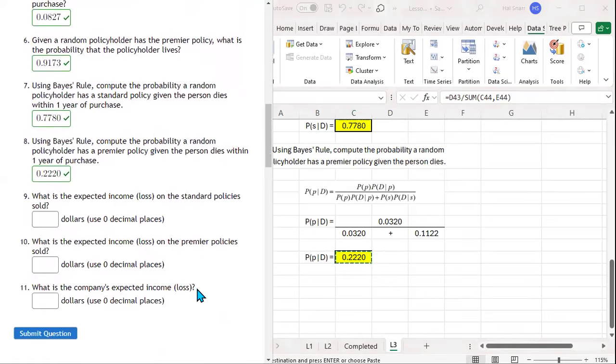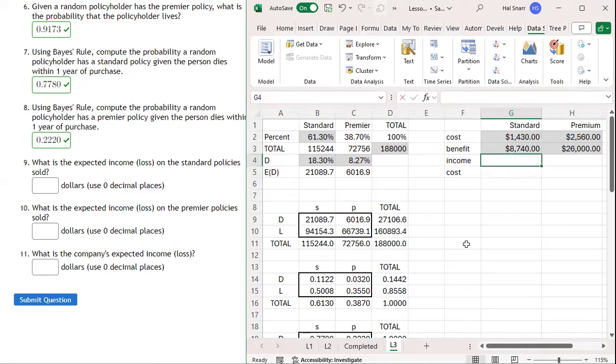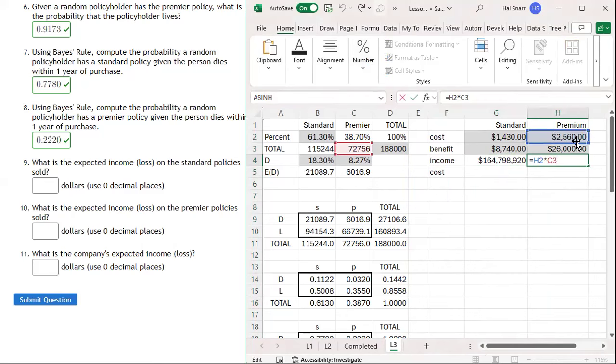Now, what is the expected income or loss on the standard policy sold? Okay, the income generated from the standard policy is the price it charges per customer. It has a total of 115,244 customers. So that's the income from the standard policy. I've got the premium that is charged to each premium policyholder. We're going to multiply that by the number of premium policyholders. So this is the income that is generated from the premium policies, and this is the income from the standard policies.